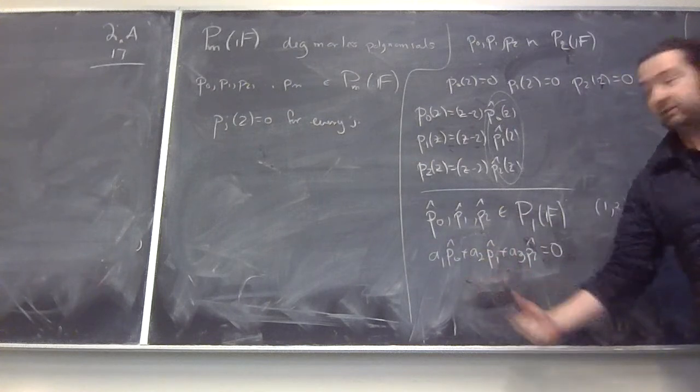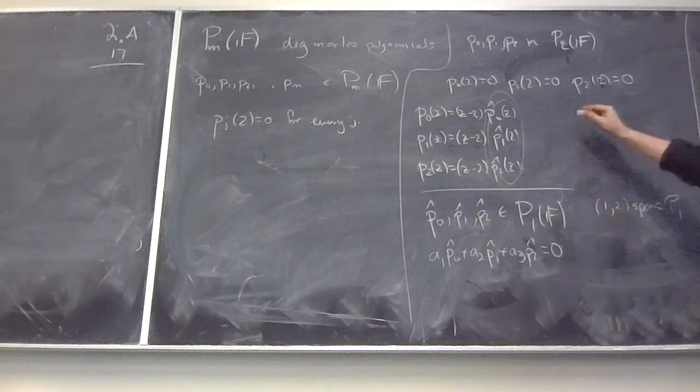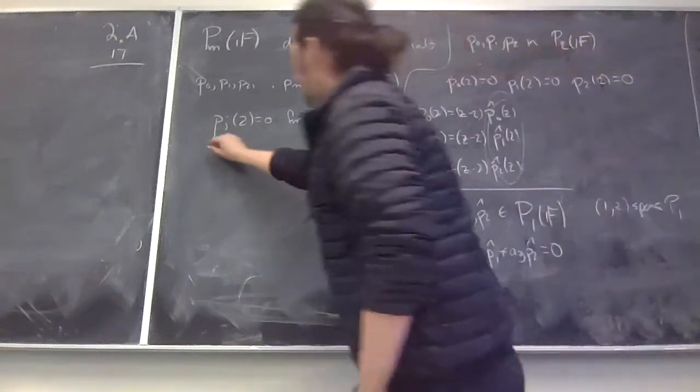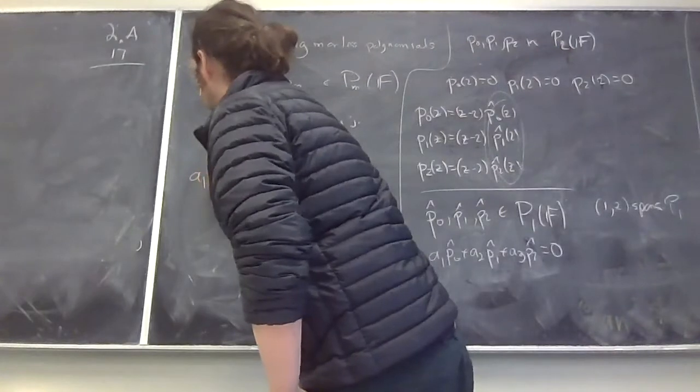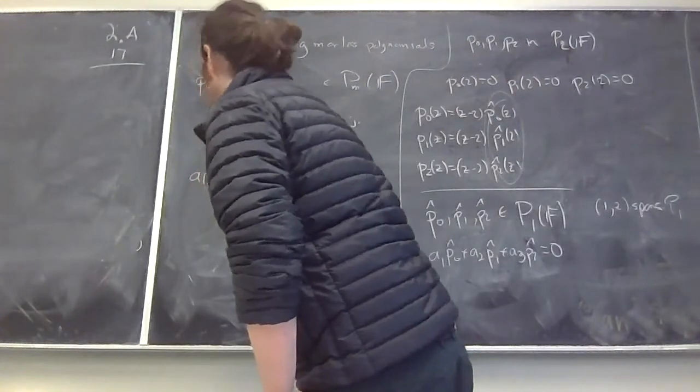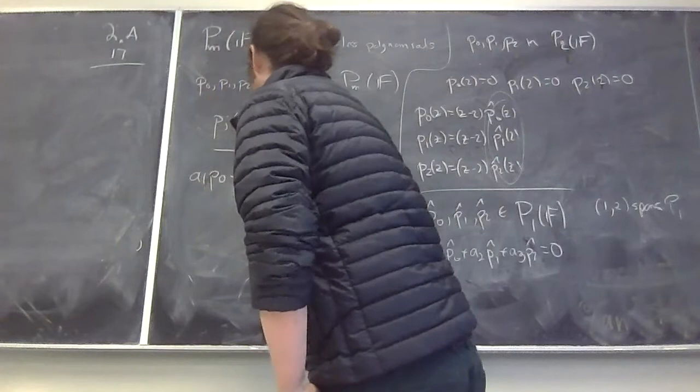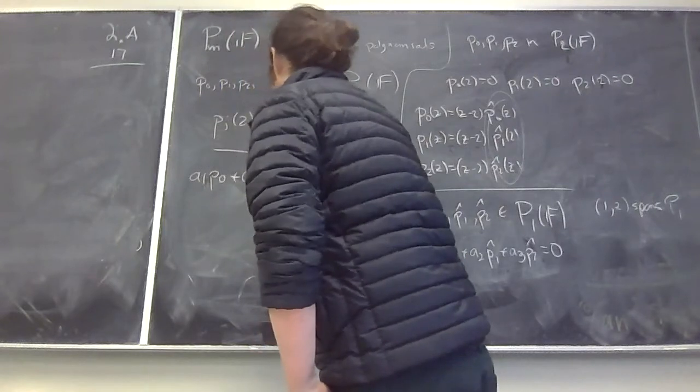Now, that's not what I'm trying to show. What I'm trying to show is that I can find an a1, a2, and a3 that make this equation true for the original p0, p1, and p2.